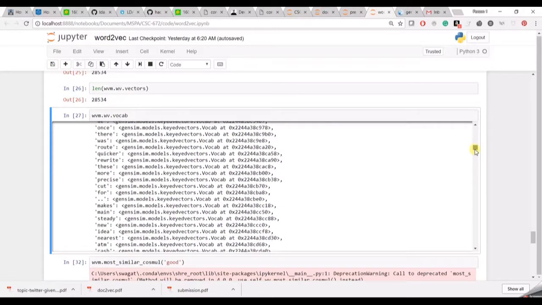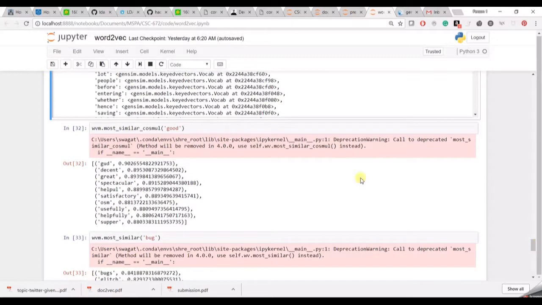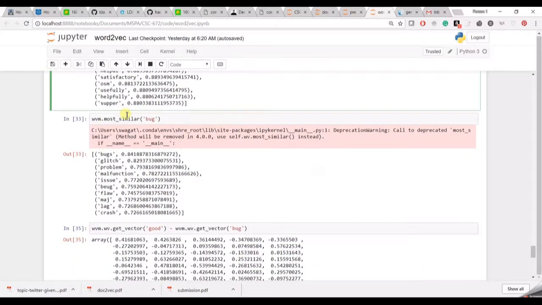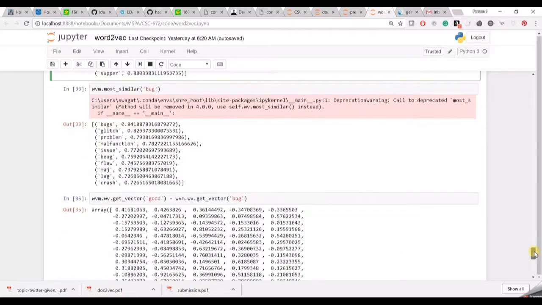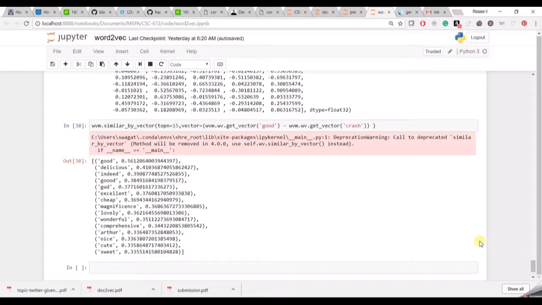This is how the similarities have been shown. If we try to find some words that are similar to good, these all come out, so they look satisfactory. If we see some words similar to bug, these words come out: bugs, glitch, problem, malfunction. These also look satisfactory, but here is where it goes wrong. If we try to do a vector good minus crash, you would naturally assume that it is something bad. But if we do that, the most similar vector that comes out here is good, delicious, indeed, which doesn't seem so accurate. So I tried another model, doc2vec, which I'll explain now.